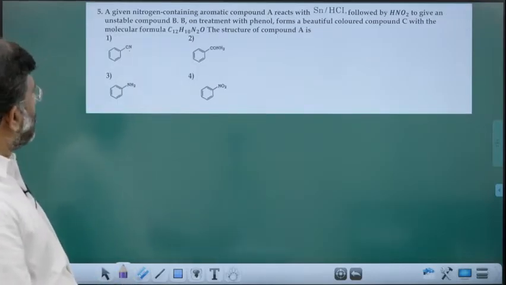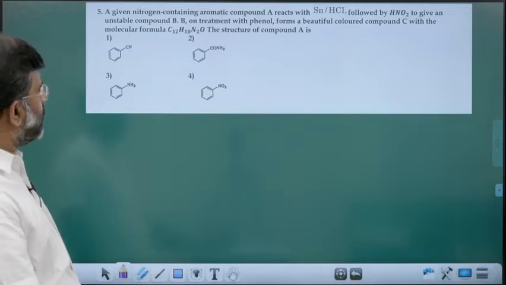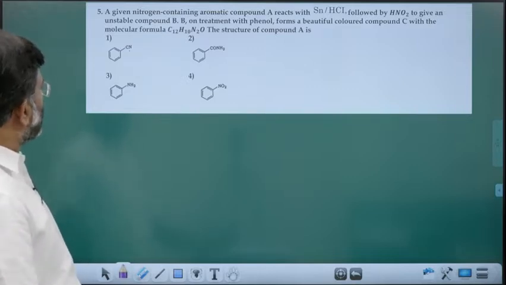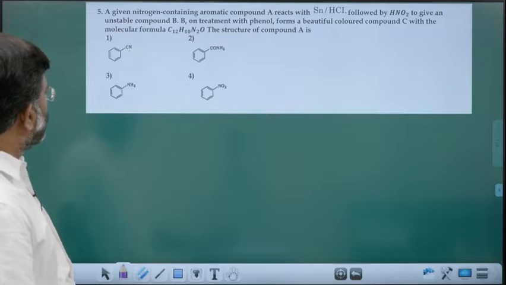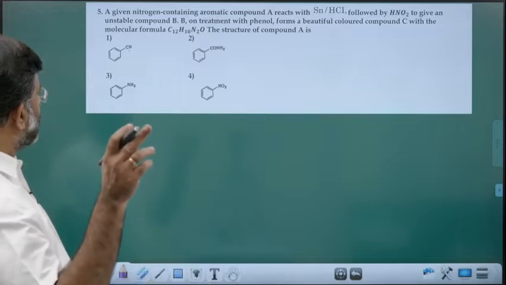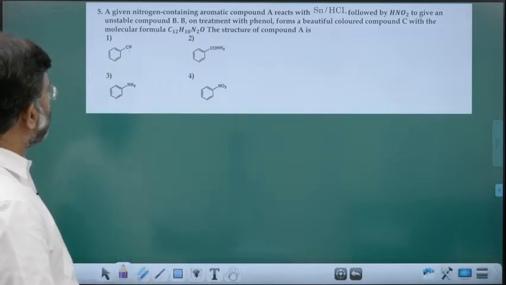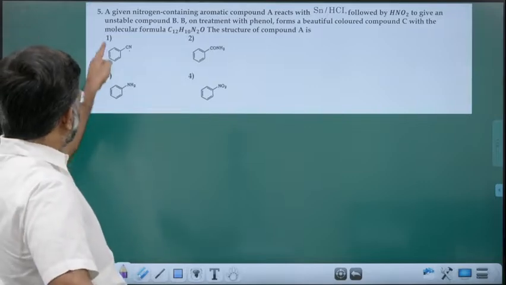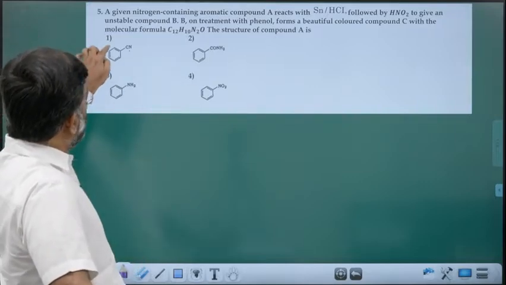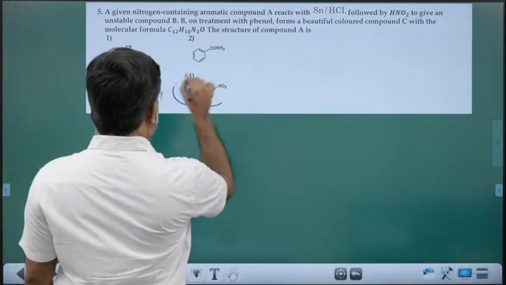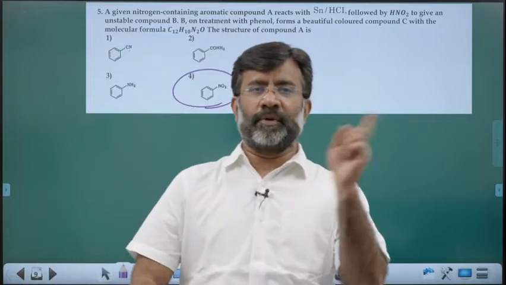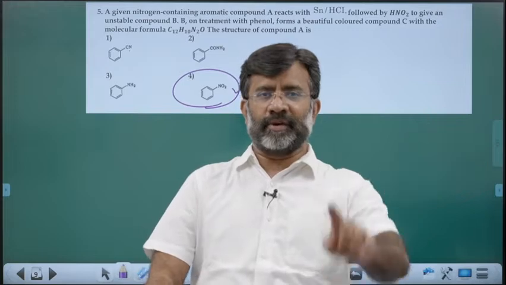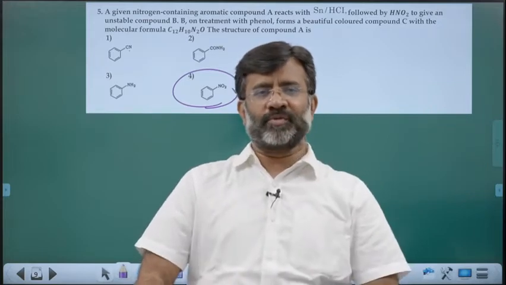A given nitrogen containing aromatic compound A reacts with Sn/HCl followed by HNO2 to give unstable compound B. B on treatment with phenol forms a beautifully colored compound C. With the molecular formula given, what is the structure of compound A? A is reacting with tin and HCl. Usually it can be this or this, but the investigation will tell you this is the answer, because a nitro group with tin and HCl is converted to an amino group. The amino group with nitrous acid gives an unstable compound, the diazonium salt.